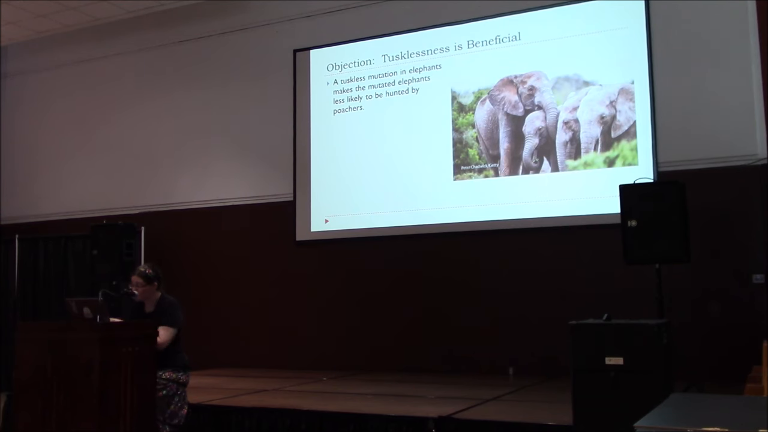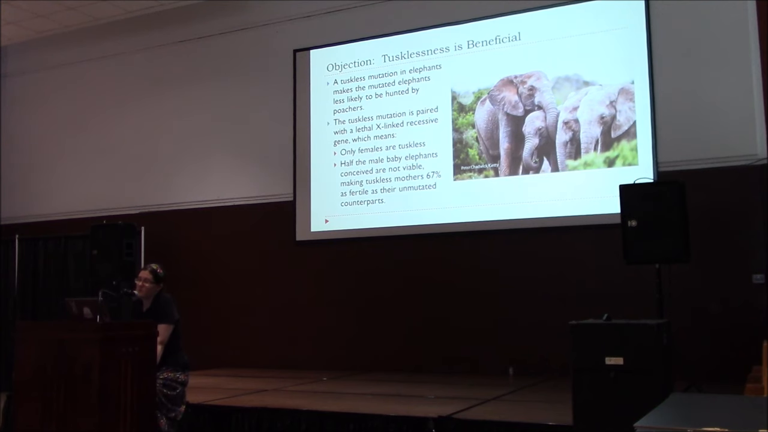So I looked it up. And it turns out that the tuskless mutation is paired with a lethal X-linked recessive gene. And this means two things. It means that only females are tuskless, which is actually really bad for the population because now only males are going to get poached. And you're rapidly going to have a population where you have not enough males to have sufficient outbreeding, and you're going to have a genetic error catastrophe like you have in endangered species. So that's a problem. And the other problem is that half the male baby elephants that are conceived are not viable. They die in utero, which makes tuskless mothers about 67% as fertile as their unmutated counterparts.